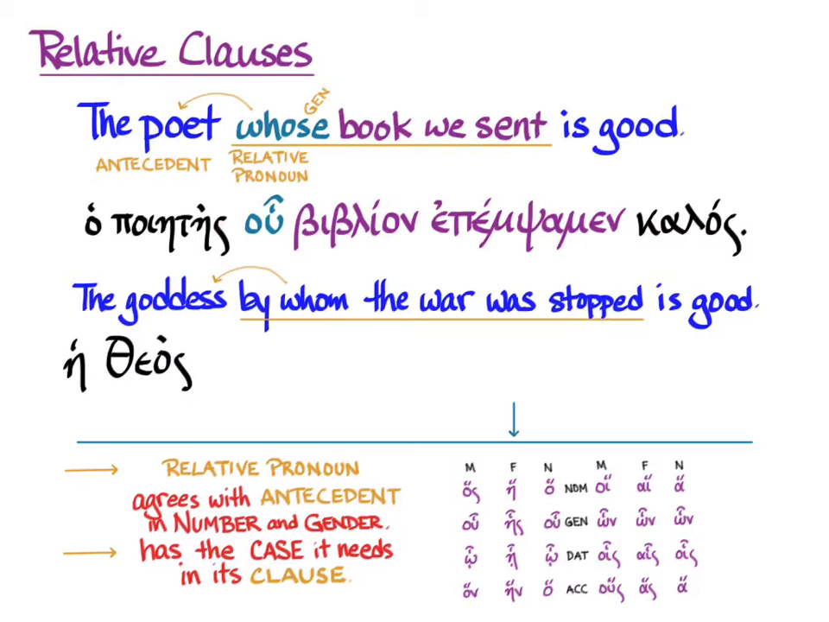The second rule is that the relative pronoun needs to be the case that it is for its use in the relative clause. Since by whom is the agent of was stopped, that means we need genitive of agent, and so we'll use the genitive feminine singular. So let's put in that genitive of agent, and we get hupa heis.